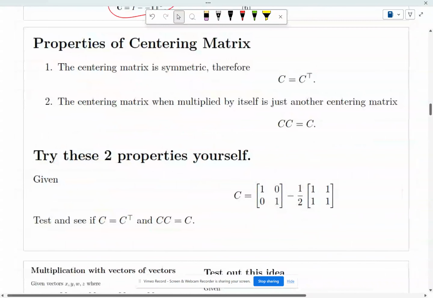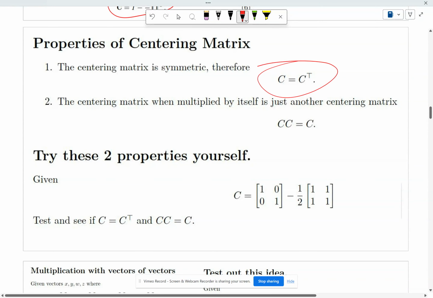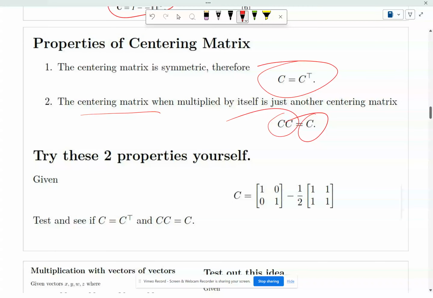Now, with the centering matrix, there are two properties. The first property is that the centering matrix is symmetric. And the second property is that when you multiply the centering matrix by itself, it gives you the centering matrix back. Because if it's already centered and you try to center it again, you're just doing nothing, right?